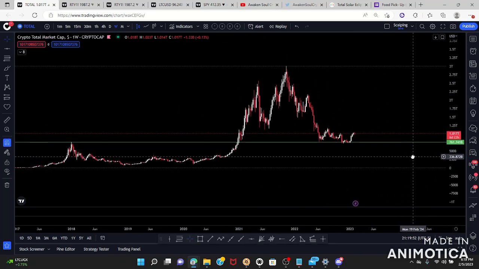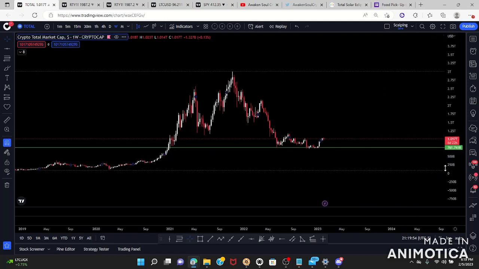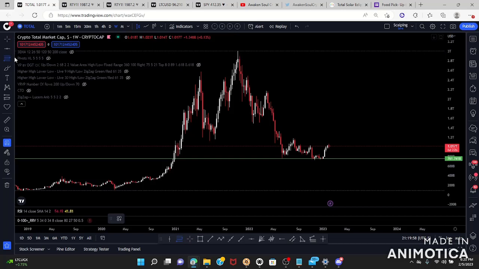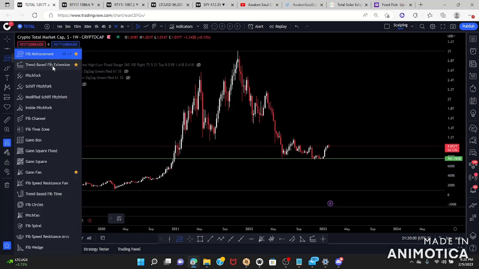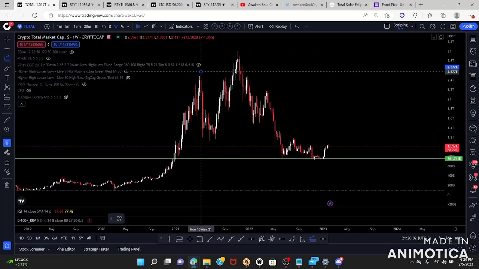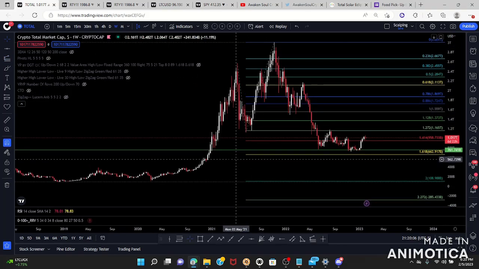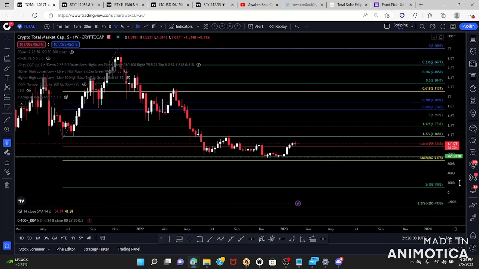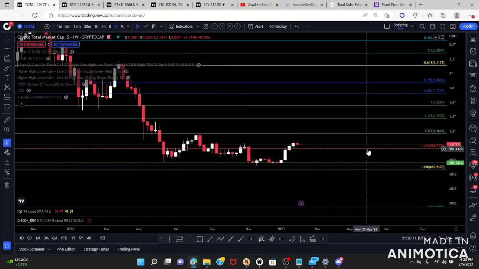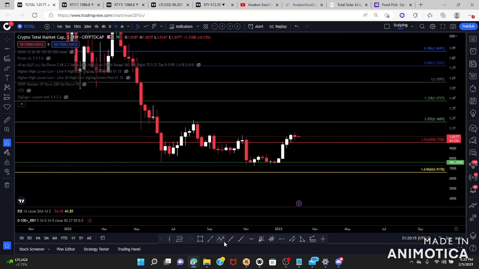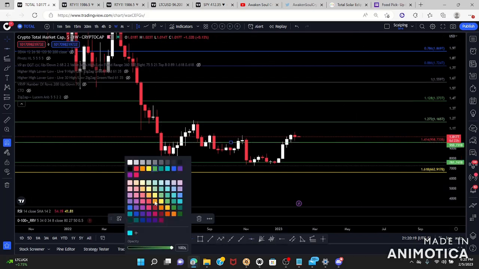So now we're gonna go ahead and pull a trend-based fib extension from previous highs to the low, then back to the high. I like to use my fib just to give me a good view of where the possible bounce could be next. I'm just gonna highlight the fib really quick. I'm gonna use red.